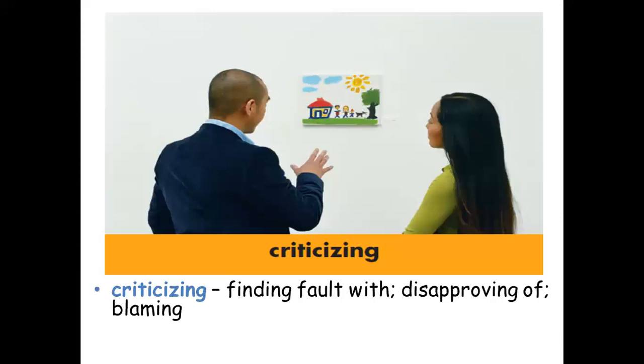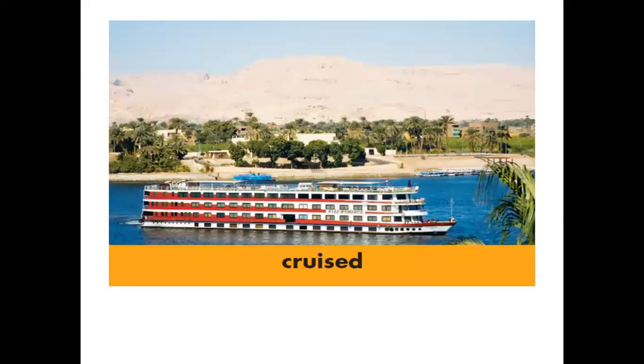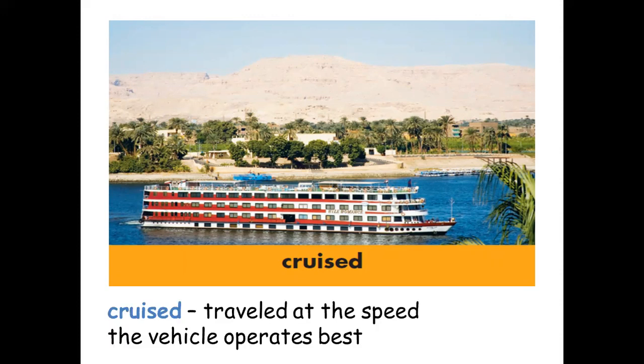Let's look at the second vocabulary. It's called cruised. As you can see in the picture, we have a ship, a very big ship that can take thousands of people. They are like tourists. They move from one country to another. They move around the world. People have almost everything in this ship that makes them feel comfortable. It's cruised. What's the meaning of cruised? Cruised means traveled at the speed at which the vehicle operates.